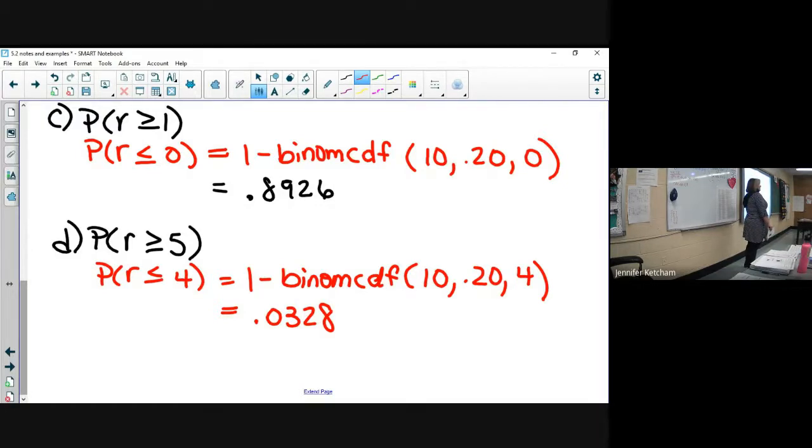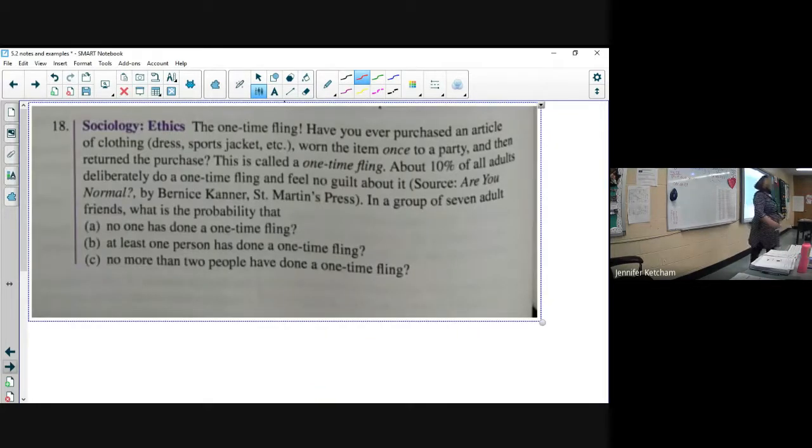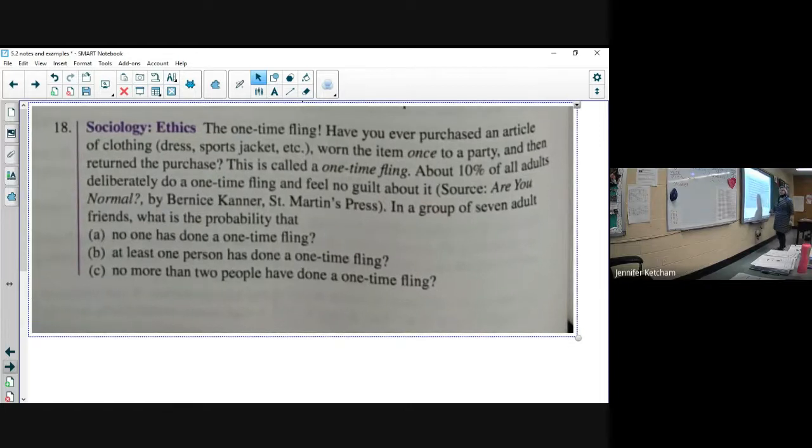Leave it on your own. Good job. All right. So this ecology question, sociology question on ethics. I want you to pluck out the information again from the question. So you're looking for your N, you're looking for your P, finding your Q, and then your R values are going to change for each one. This is your classwork/homework question, okay? So if you don't finish this in class, you are going to finish it for homework.